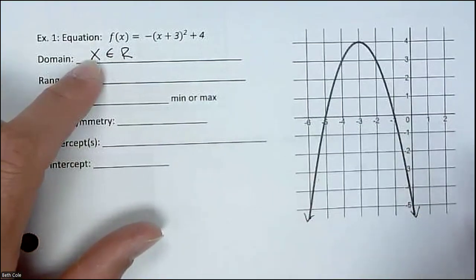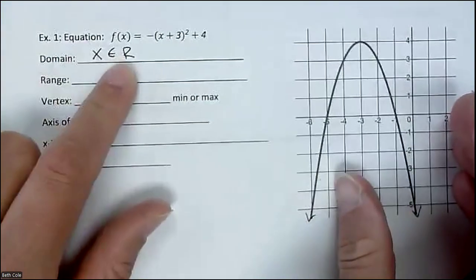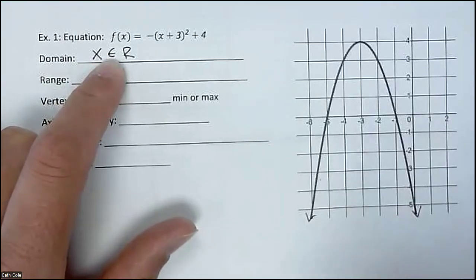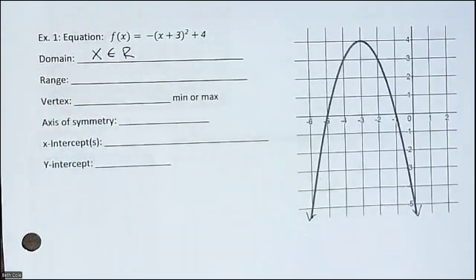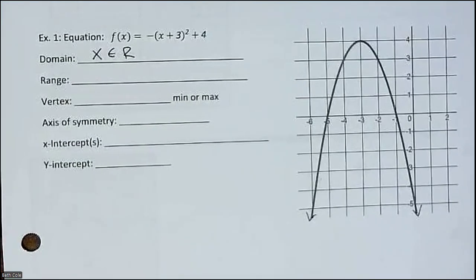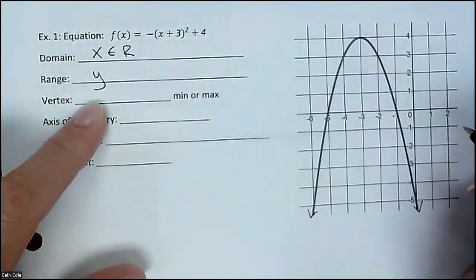Domain is X, range is Y, okay? So for domain, it's X, a little E, that means element of, R means reals. This is how we write every real number. It means everything. We have done that, whether you remember it or not. Does anyone sort of remember the little sideways E thing? Okay. Range. Range is Y, and domain is X, range is Y.